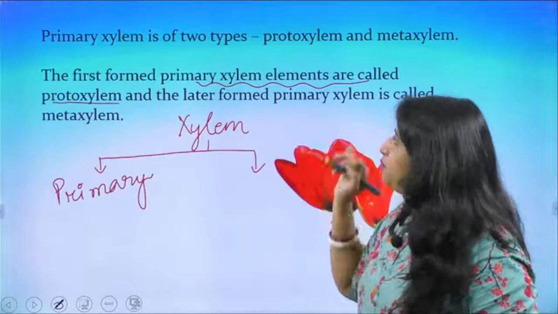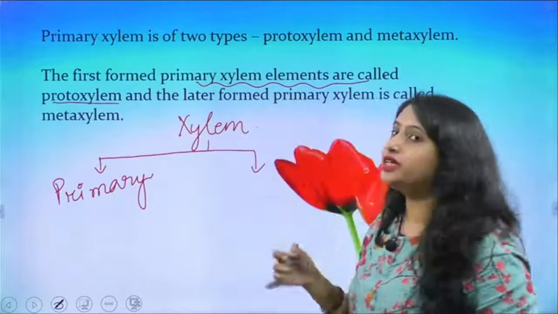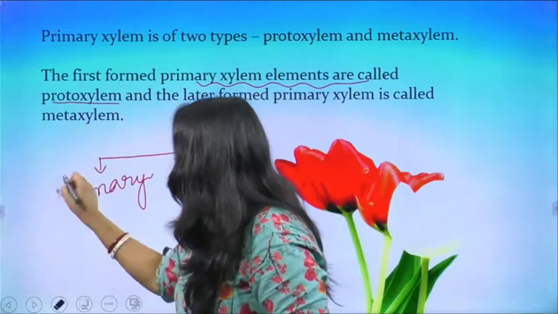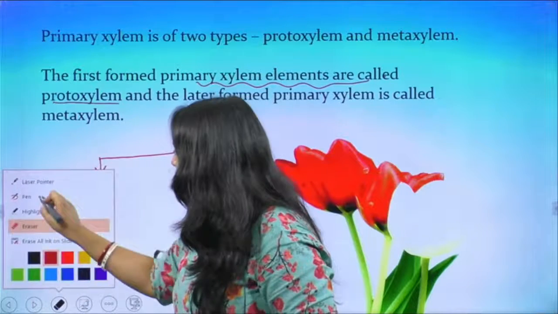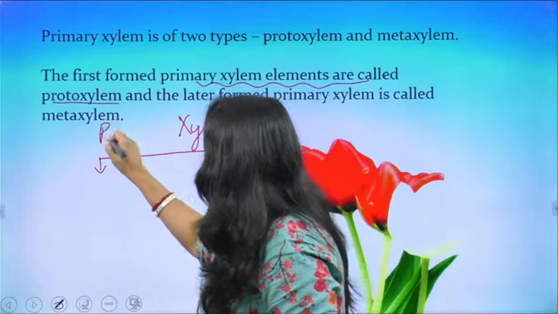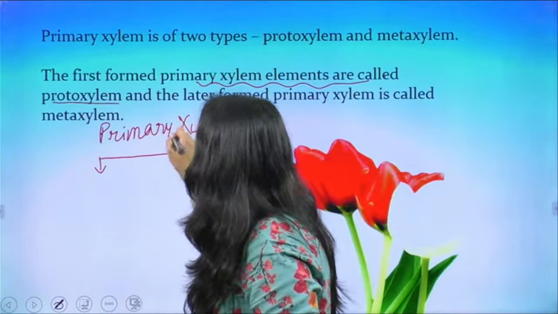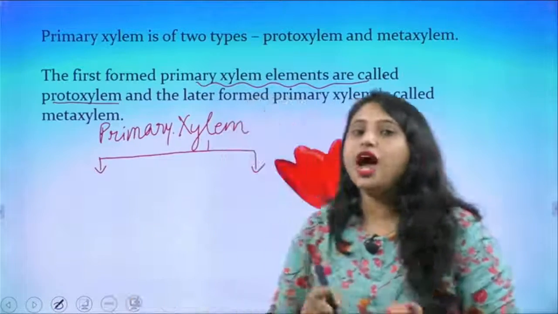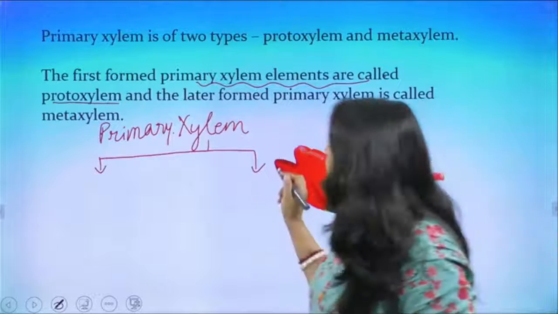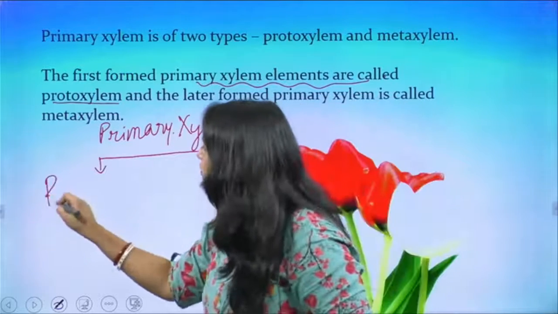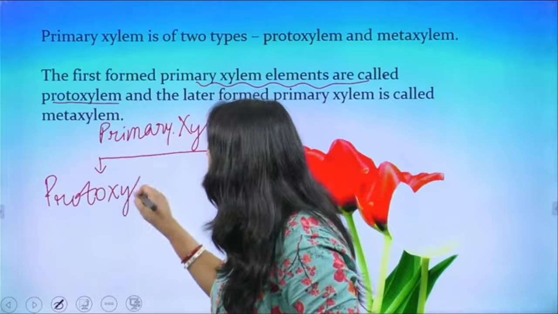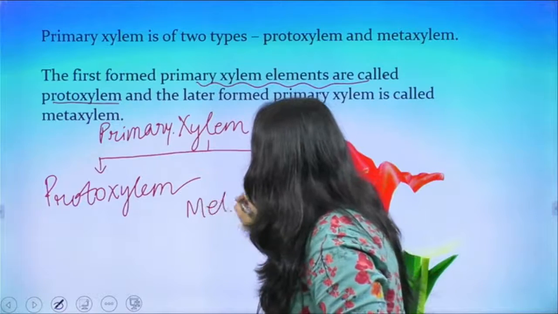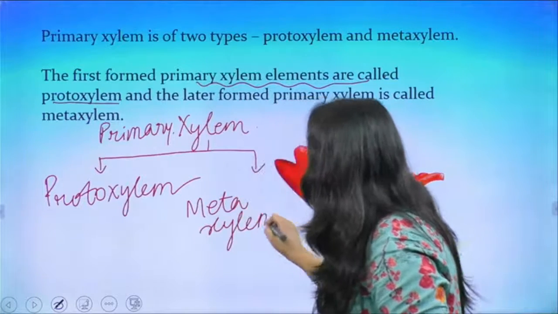So the xylem can be further divided into two types: one is your primary xylem and the other is secondary xylem. The primary xylem can be divided into two types again. That is your protoxylem, and the later formed is your metaxylem.